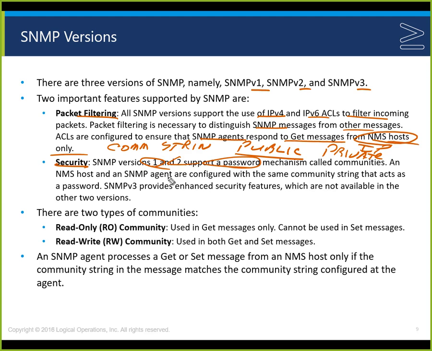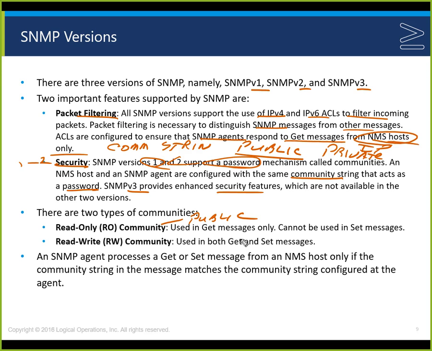An SNMP agent on a host is configured with a community string that acts as a password. I guess we'll call it a password because you can change it. The problem is it is not encrypted in 1 and 2. And that's the big difference with 3. 3 gives us encryption, enhanced security features not available in these other 2. And then the read-only community can be used to get messages, cannot send set messages, and the default is public.